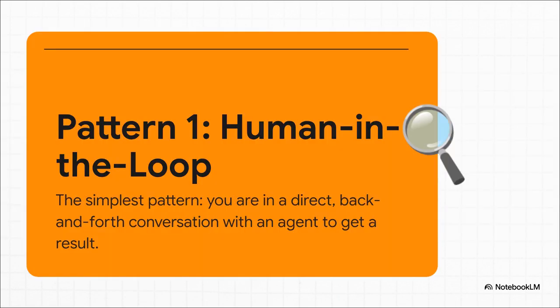All right, step 1, the ground floor. This is where we all begin. It's just you, your agent, and a chat window. A direct, back-and-forth conversation. You prompt, it responds. You tweak the prompt, it responds again. For our image problem, this is you manually typing, hey, create an image of a blue robot. Then, okay, make the robot happier. One image at a time.